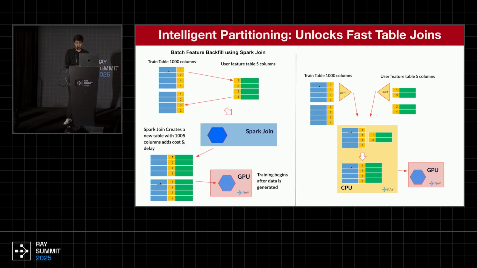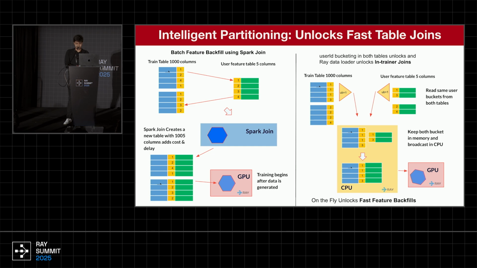With Ray and Iceberg-based intelligent partitioning, we can do better. So we already know that when we do the join on user ID, we only need to join same user buckets with each other. And the way we have configured these buckets, we can load both of these buckets from table 1 and table 2 together in a Ray CPU cluster, and then just do the join as part of a CPU operation. Because of this constraint, the wait time goes down significantly, and we don't even need to materialize the data set. So this is what unlocked fast feature backfills for us.